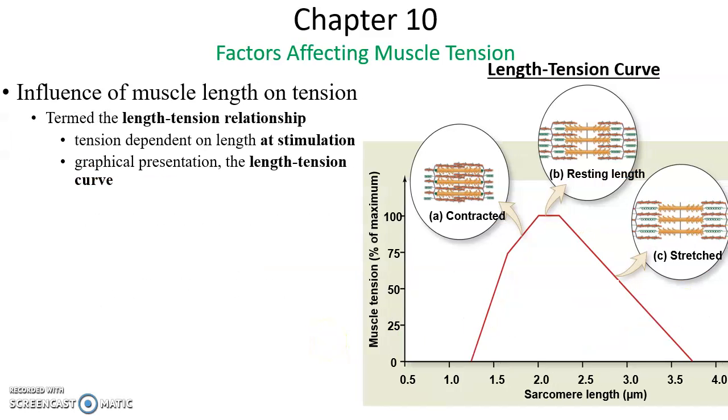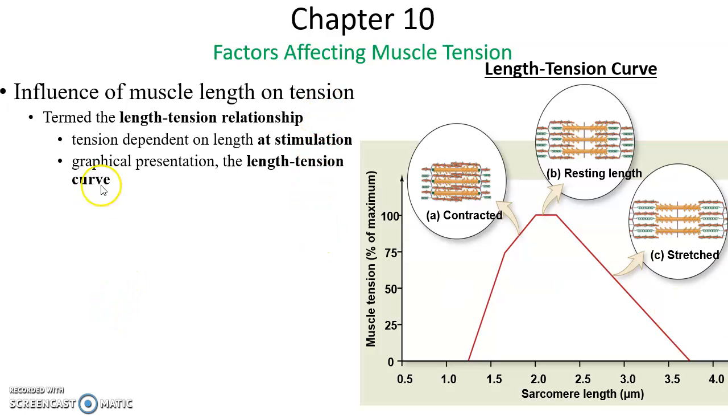All right. So, influence of muscle length on tension. There is a relationship between the length of the muscle and how much tension, how strong of a contraction, can occur. In a normal muscle, you've got it contracted, rested, and stretched, and you try to generate more force. It turns out the best length for a muscle to generate the most force is when it's at its resting length.